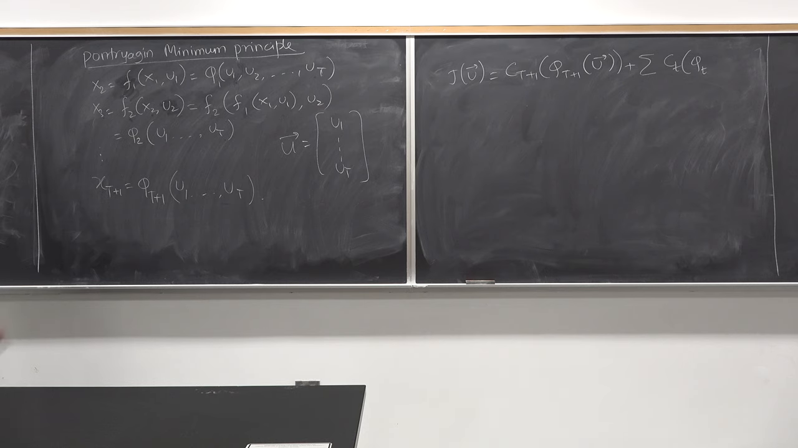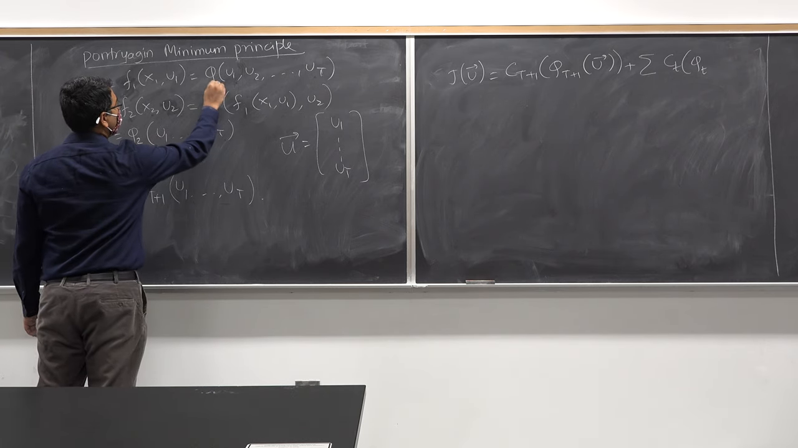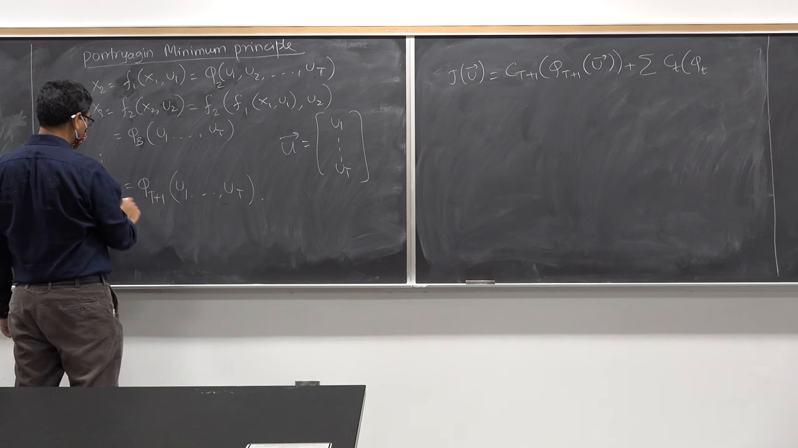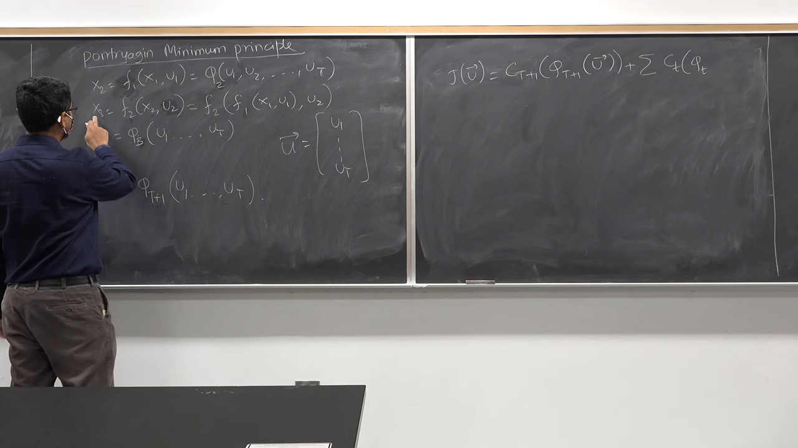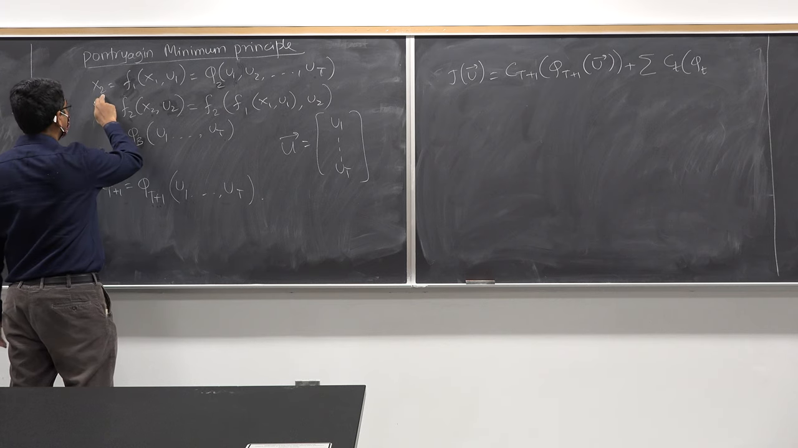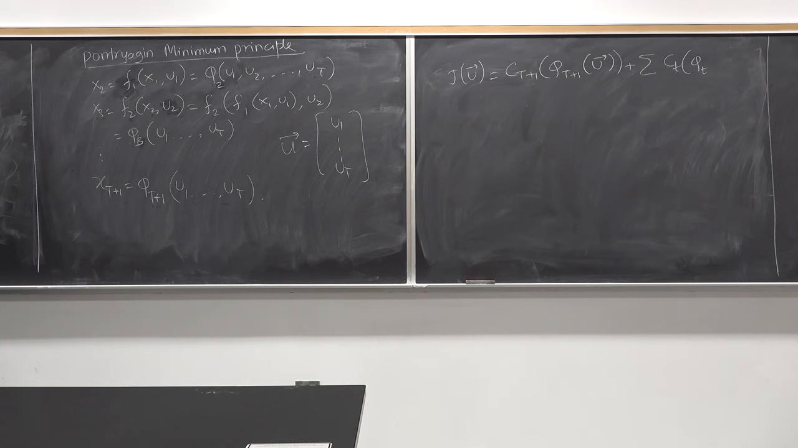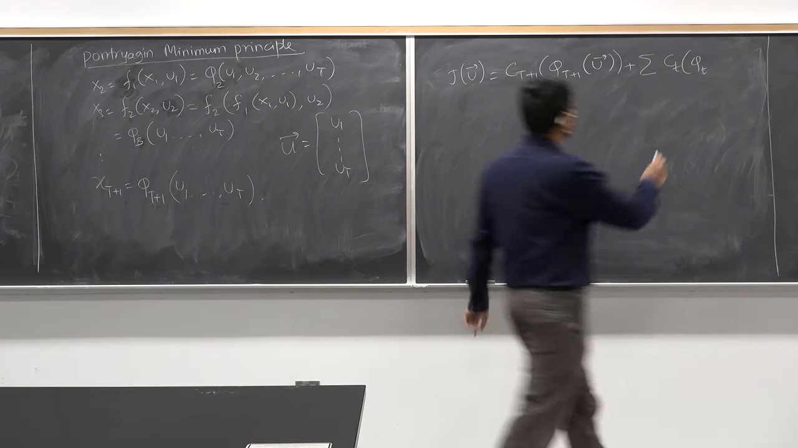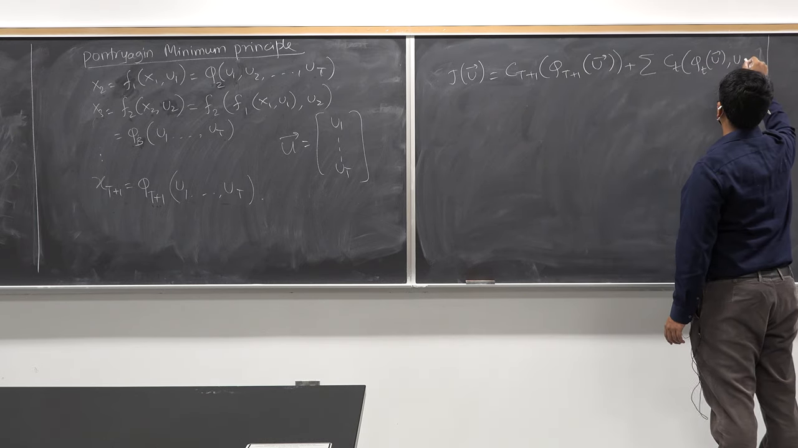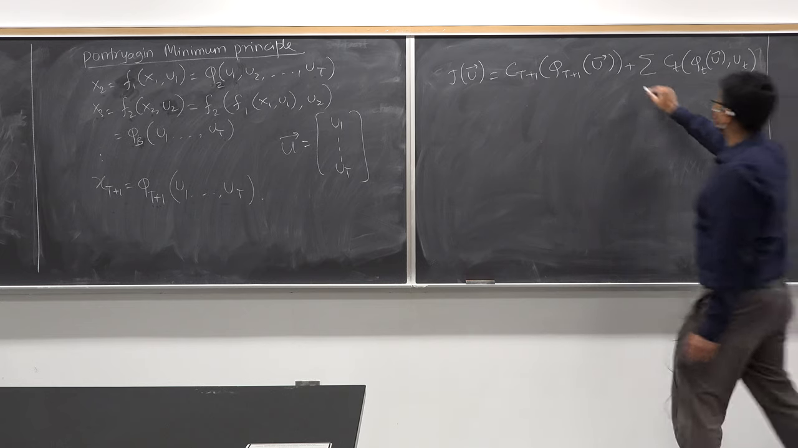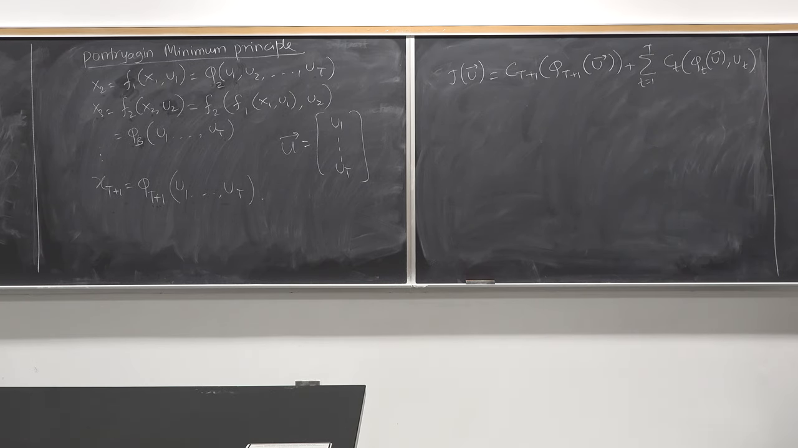I think I'm going to change a small thing here. So I'm going to make it phi 2, phi 3, and then phi T plus 1 is correct. Okay. So x3 equals phi 3 of u, x2 equals phi 2 of u. There's no phi 1 in this particular example. So then I can write it as phi t of u, comma ut, t goes from 1 to capital T. And this is the problem I want to solve. I want to compute the optimal u vector star.